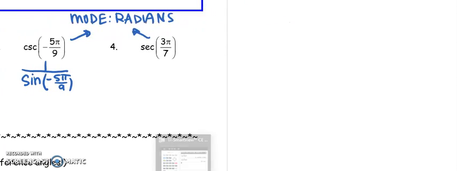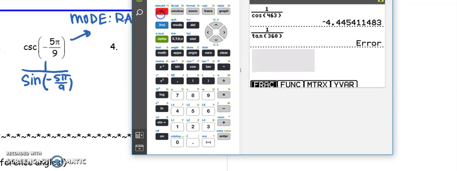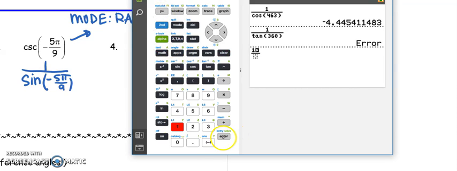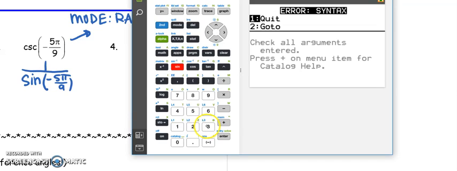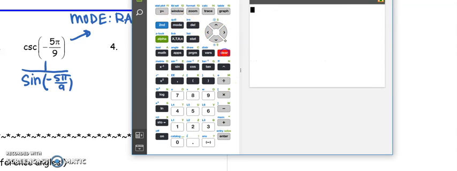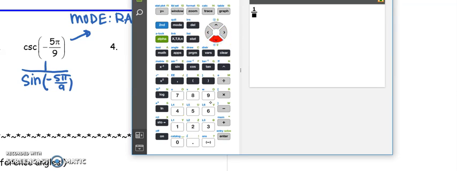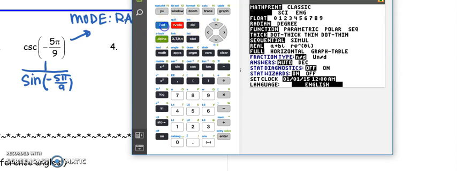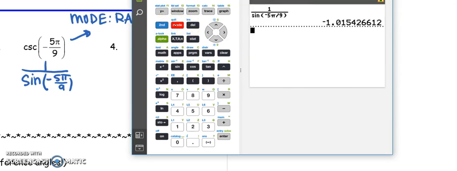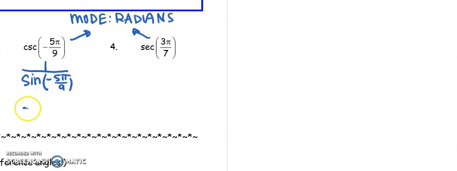So I'm going to go over here to the calculator and I'm going to put in 1 over the sine of, oh, what's going on here? There we go. 1 over the sine of negative 5 pi divided by 9. And we did make sure my mode was right. I sure did. Okay, so this is negative 1.0154.